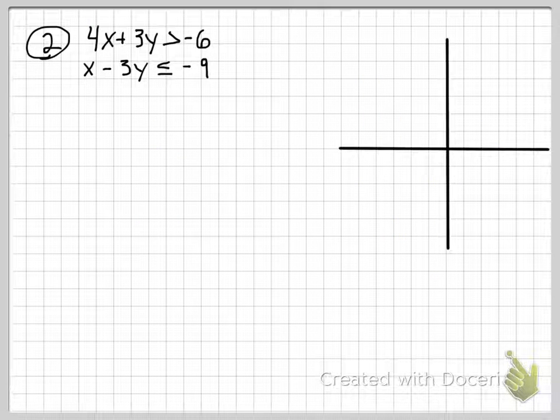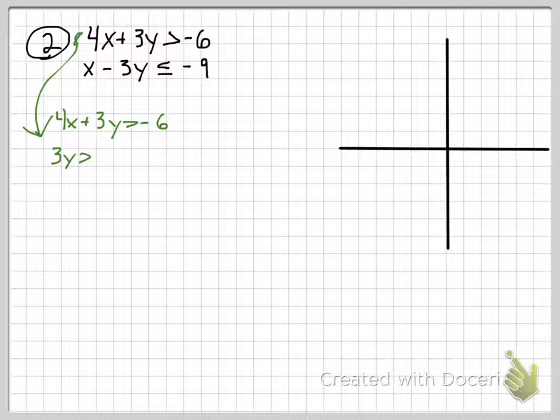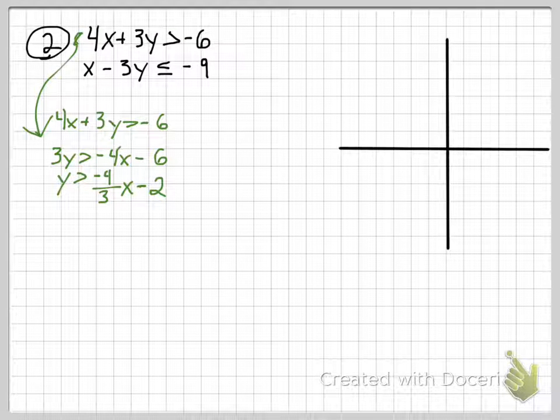Number 2. Number 2, we have two inequalities again, only this time the y is not by itself. So I need to come down and get y by itself. That means I'm going to have to subtract that 4x. Move it to the other side. So I'm going to have 3y greater than -4x minus 6. Now we got to divide by 3. So y is greater than -4/3x minus 2. Because 6 divided by 3 is 2.